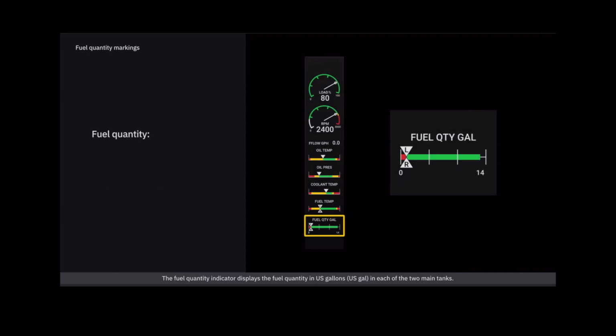The fuel quantity indicator displays the fuel quantity in US gallons in each of the two main tanks. Pointers labeled L and R indicate the fuel quantity in the left and right tank respectively. The red bar indicates the lower prohibited range below 1 US gallon. The green bar represents the normal operating range of 1 US gallon to 14 US gallons.